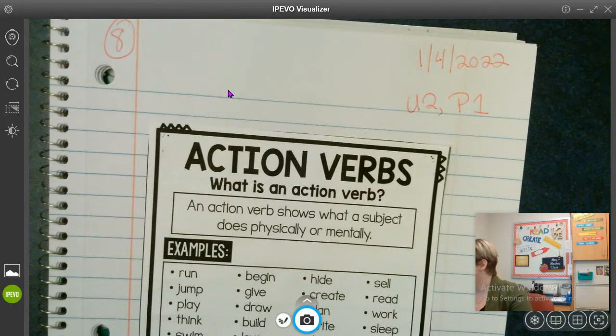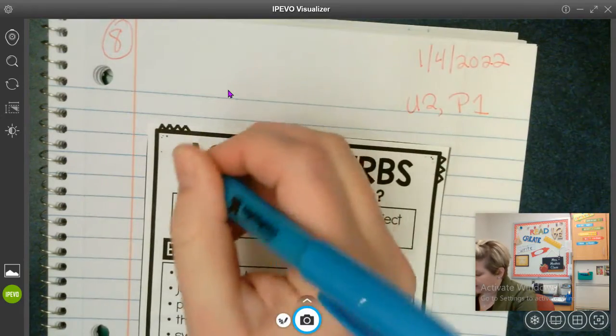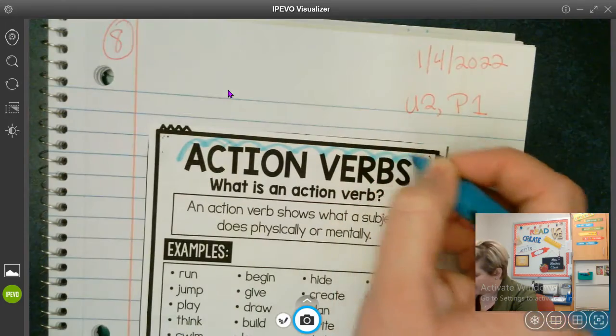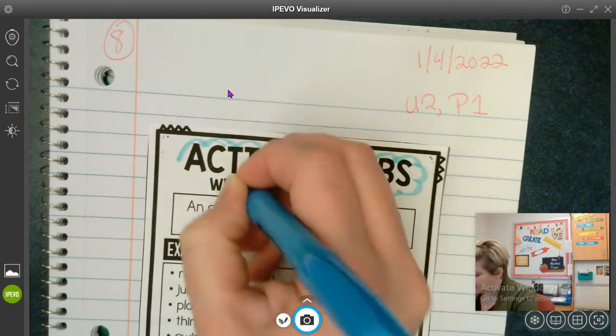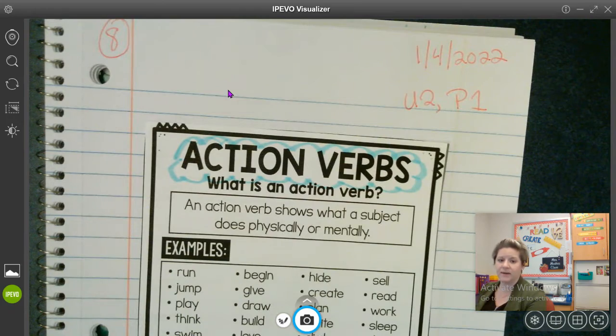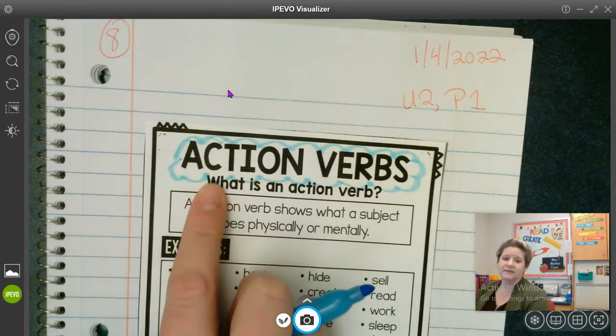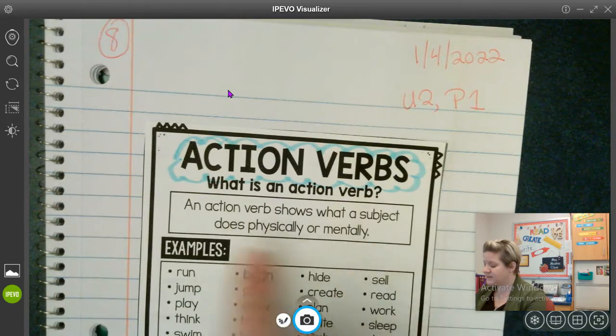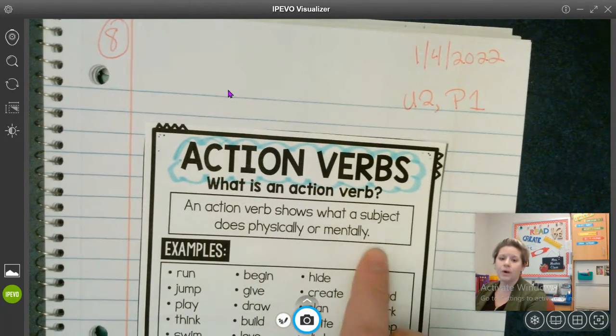And I am going to grab some highlighters for myself. If you would like to grab some highlighters or markers for your notebook, go ahead and do so. And I am going to put a little squiggle around action verbs just to have my title pop out a little bit so I can focus on the fact that these are action verbs that we are talking about. And our first question is, what is an action verb? Well, an action verb shows what a subject does physically or mentally.